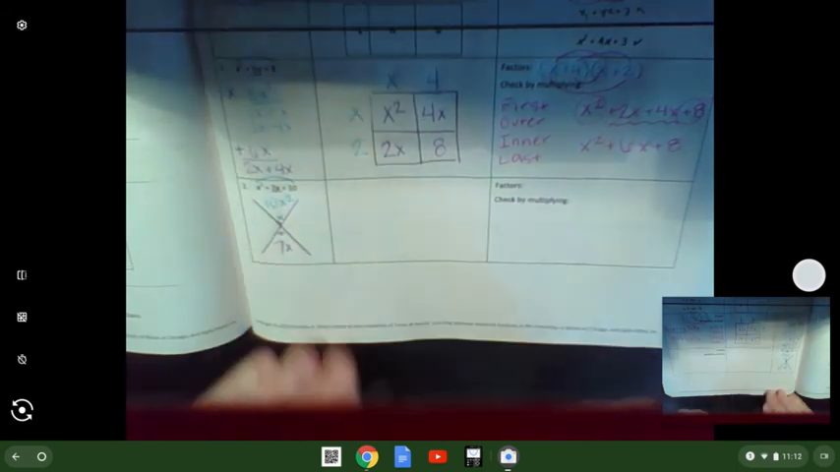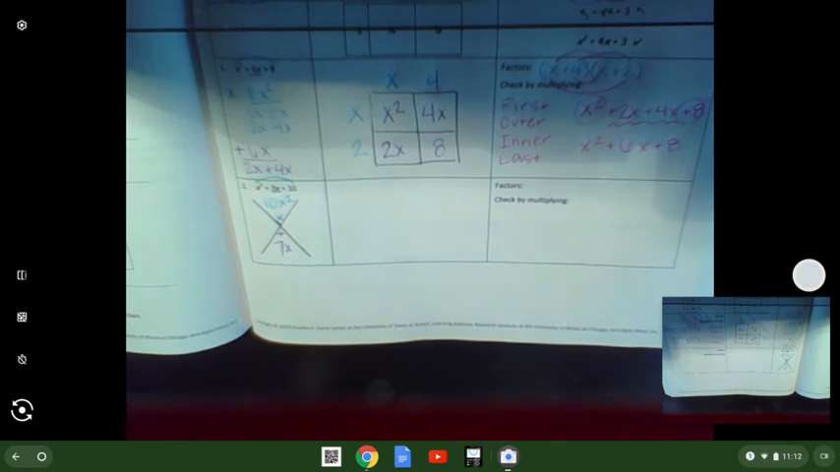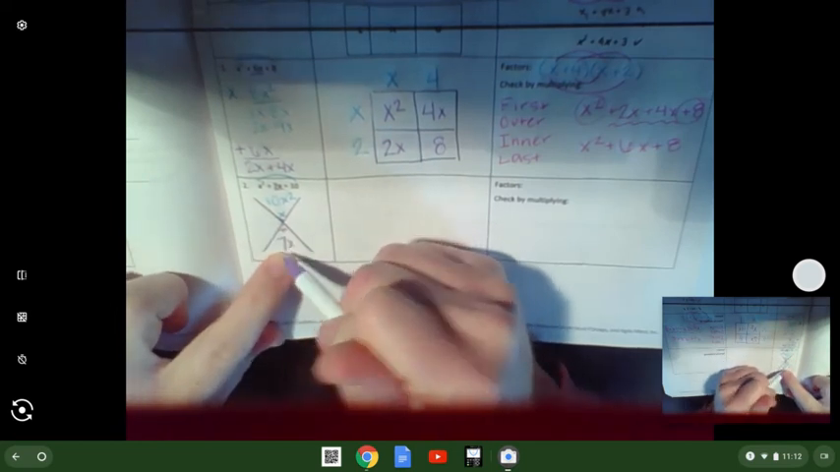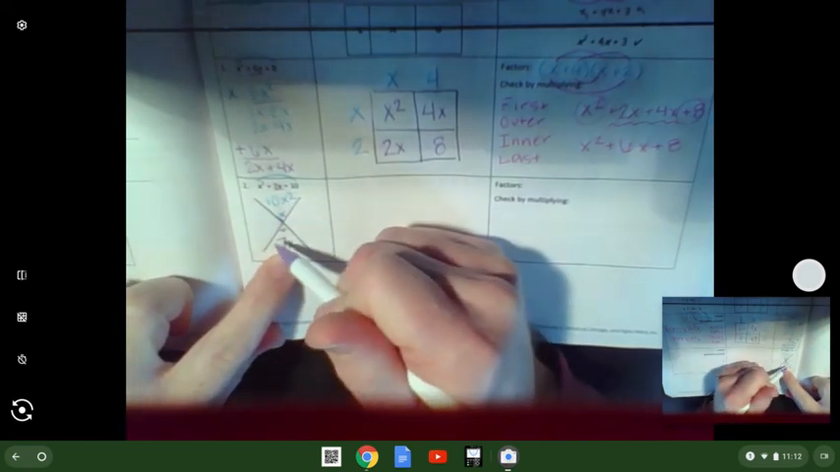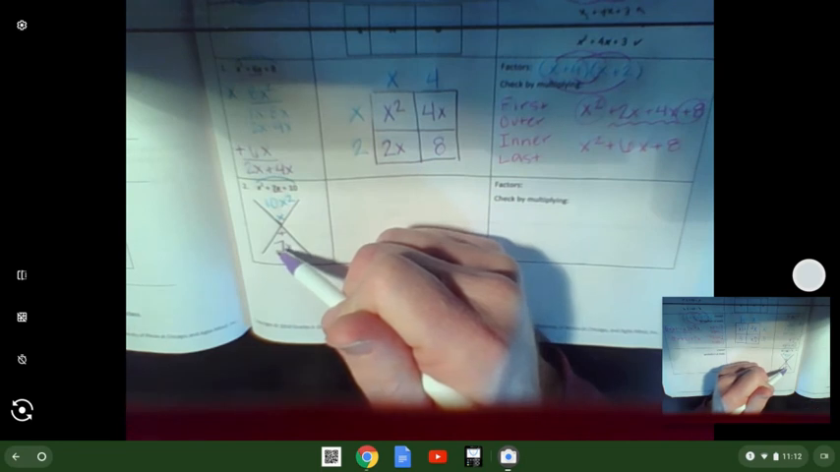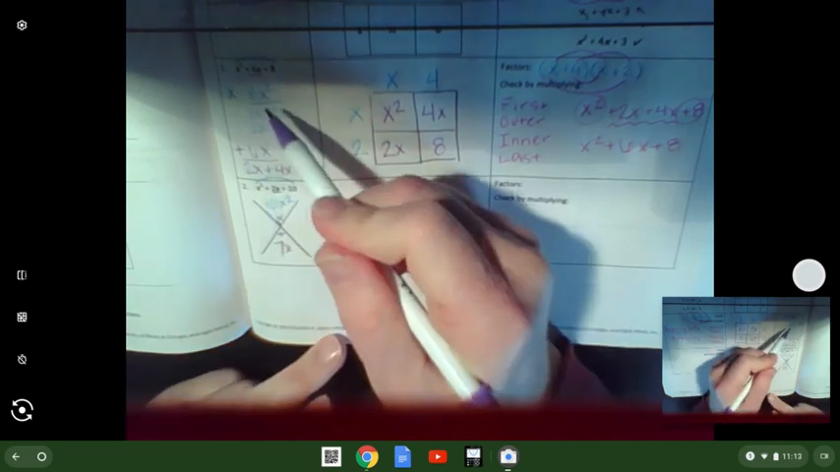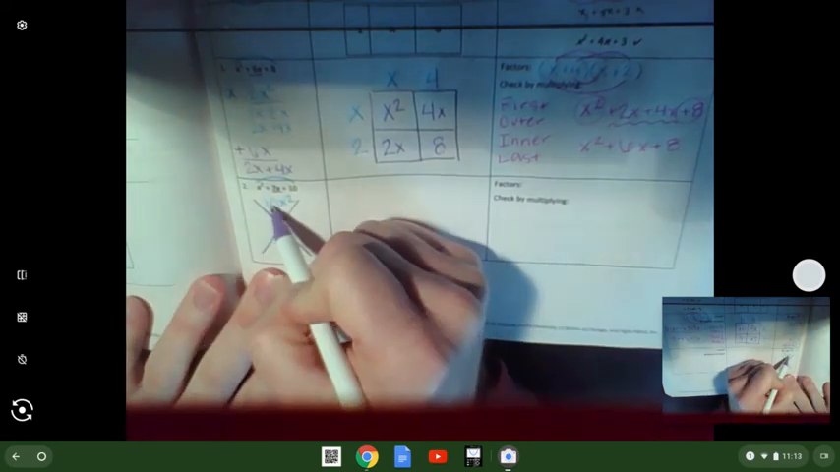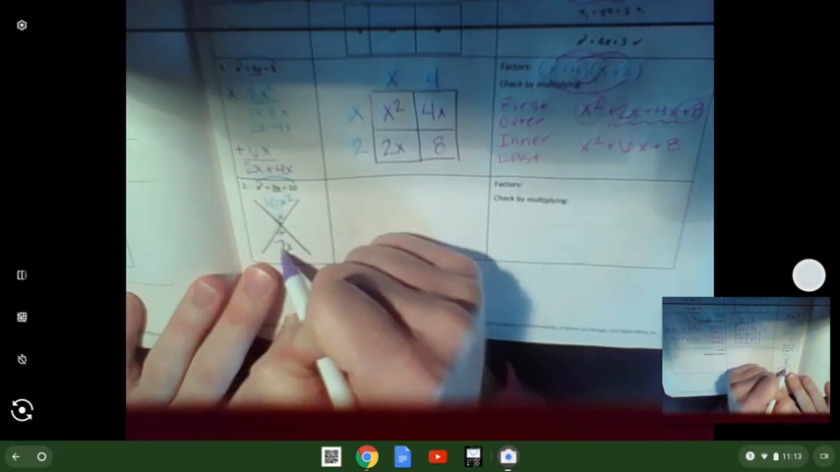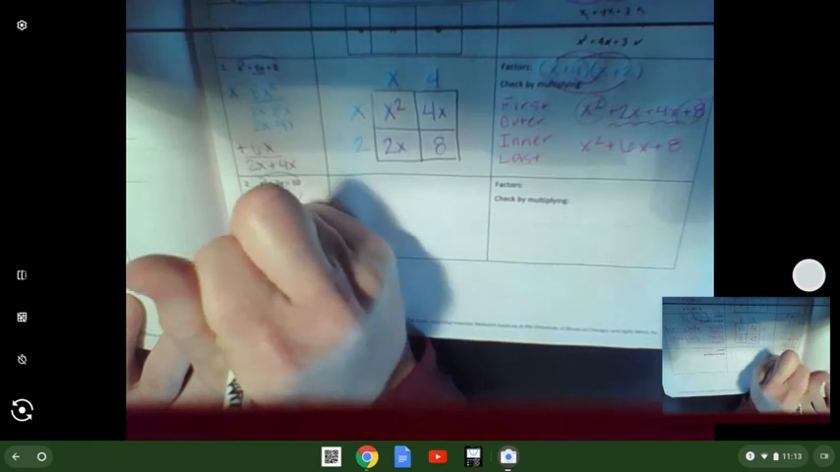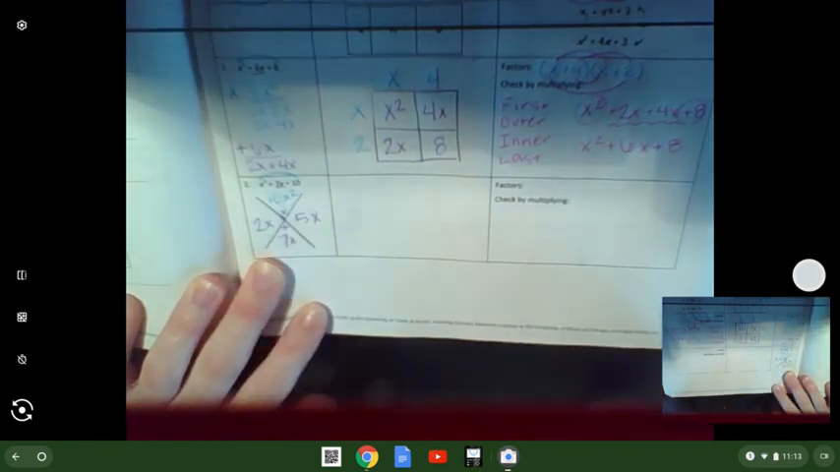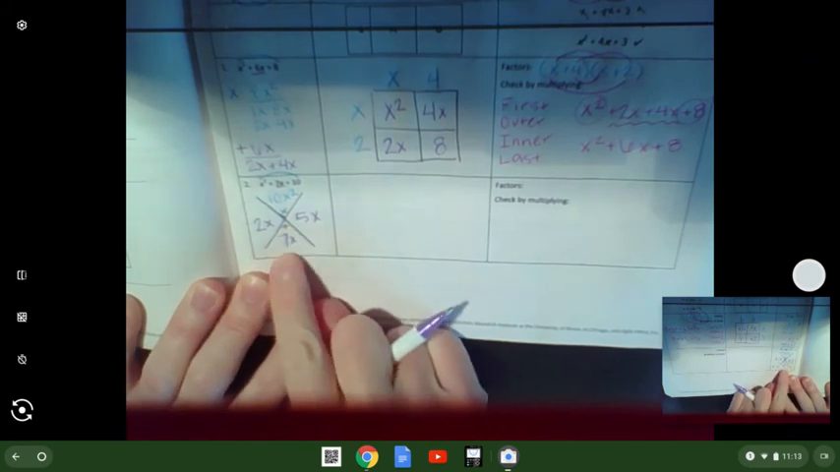Now, the only downfall of this method is that there's no room really for listing out what multiplies to 10 and adds to 7. So this method would be really good for those of you who have your mental math facts really quick and really at the tip of your tongue. Those of you who need that visual, I would suggest doing a list. So I know that 1 times 10 is 10, but it doesn't add to 7, but 2x times 5x would give me the 10x squared, and it also adds to 7x.